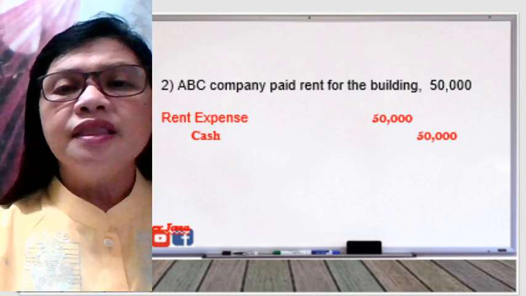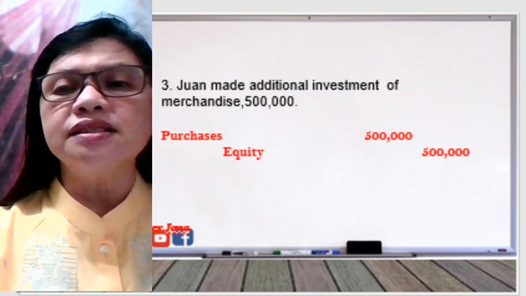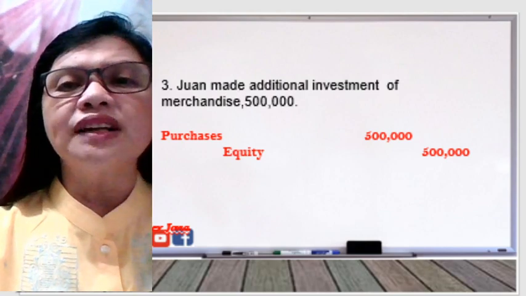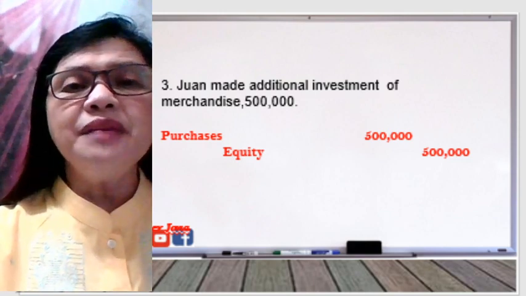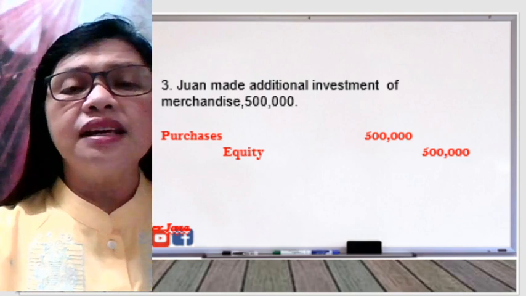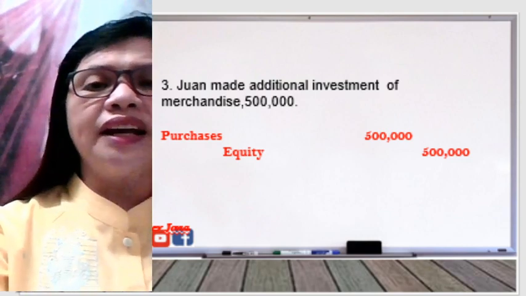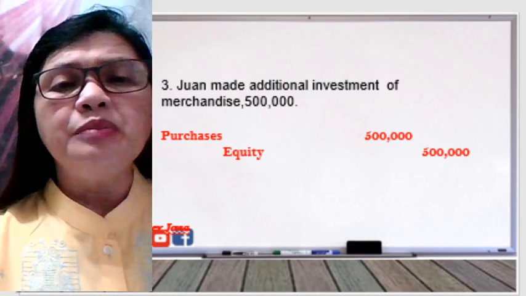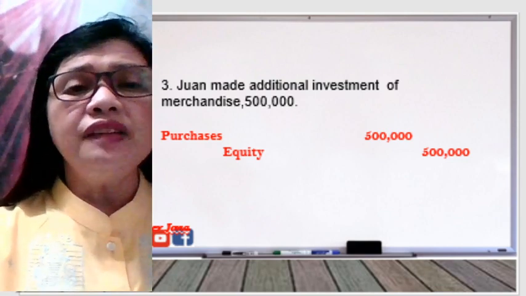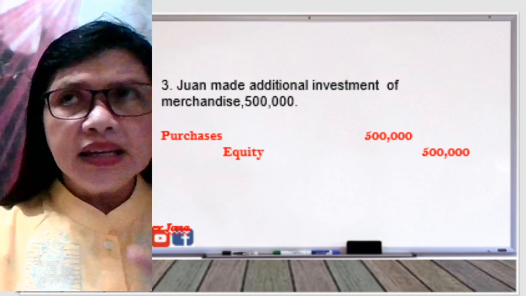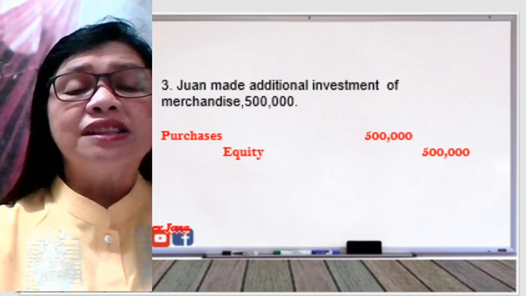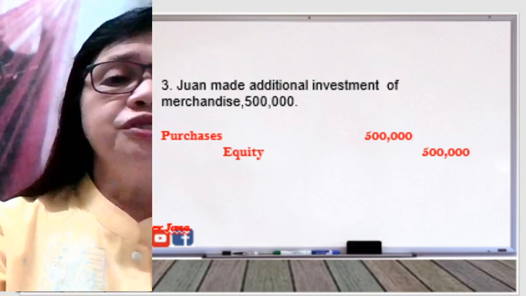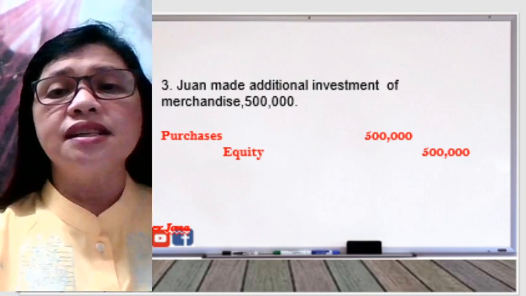Next we have the number 3 transaction: Juan made an additional investment of merchandise, 500,000. So when he made an additional investment, we debited purchases and credited equity. I want to correct this again. Why did we debit purchases? Because in the periodic inventory system, in order for us to keep track of the costing of the goods that we have, we use the purchases account.